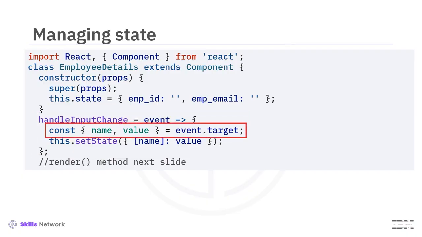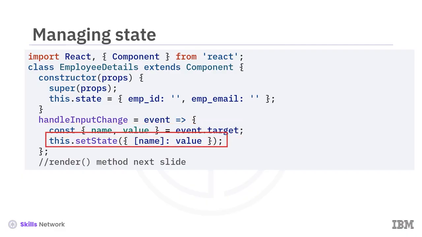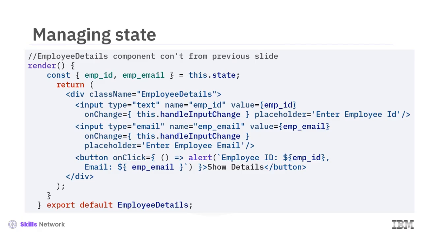When the input changes, the method extracts the name and value from the event target, the input field, where the name corresponds to the state property to be updated, empID or empEmail, and the value corresponds to the new value entered by the user. It then updates the component state by calling this.setState with an object containing the updated property and its new value. React automatically merges this object with the current state, updating only the specified property while keeping other properties unchanged. The render method delivers the component based on its current state.